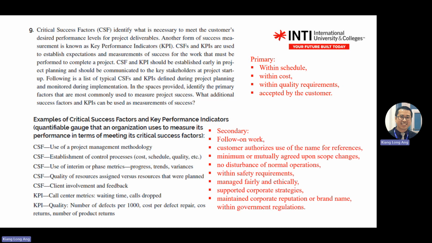Primary one is still the definition of project success: time, cost, quality, and requirement by the customers. Still the 4 main keywords here, right? Secondary is inside the company. What is inside the company? How you operate, follow-up work, minimum within safe requirement, corporate strategy, and also no disturbance. This one is inside the companies. How you work inside the companies. All right.